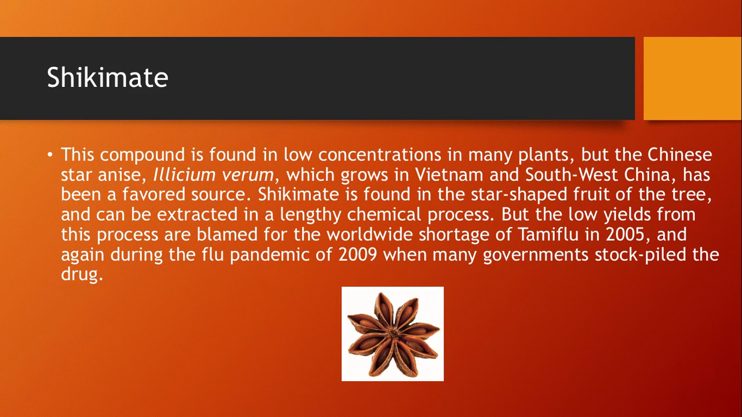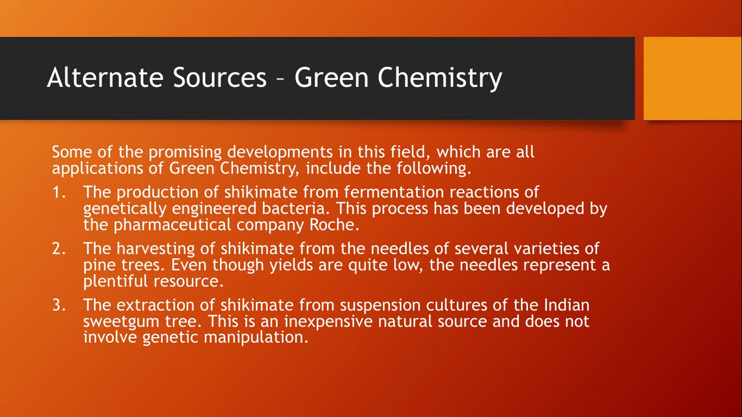So as you can see, if there is none of this material, then it led to shortages and you can't make as much of the drug as you need. So one example is using alternate sources, using this green chemistry to develop another method that is useful to make this drug. One example is the production of shikimate from fermentation reactions of genetically engineered bacteria. This process has been developed by the pharmaceutical company Roche.